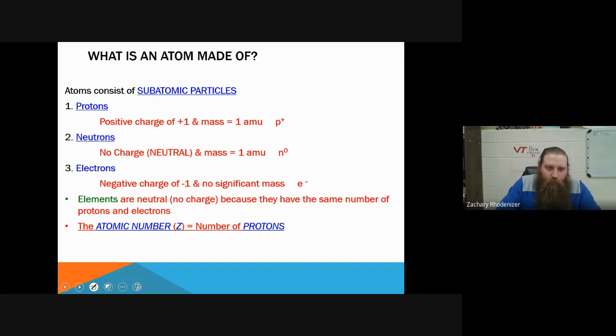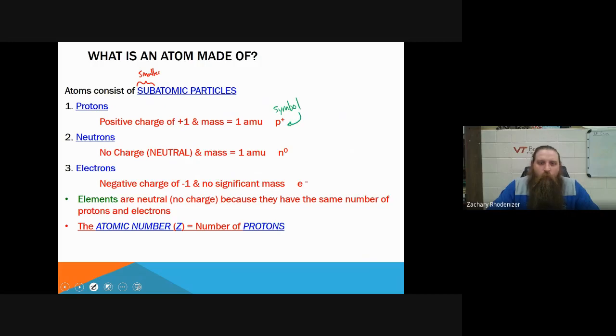Now, for some reason, people struggle with this. Sub means smaller or below, so subatomic particles are smaller than the atom. A proton is smaller than the atom that it's a part of. That should make sense, but a lot of times people struggle with that. I'm going to switch my pen color here since I have a lot of red on this page. Let's go with green. Protons have a charge of 1, and they have a mass of 1 atomic mass unit. And this is their symbol.